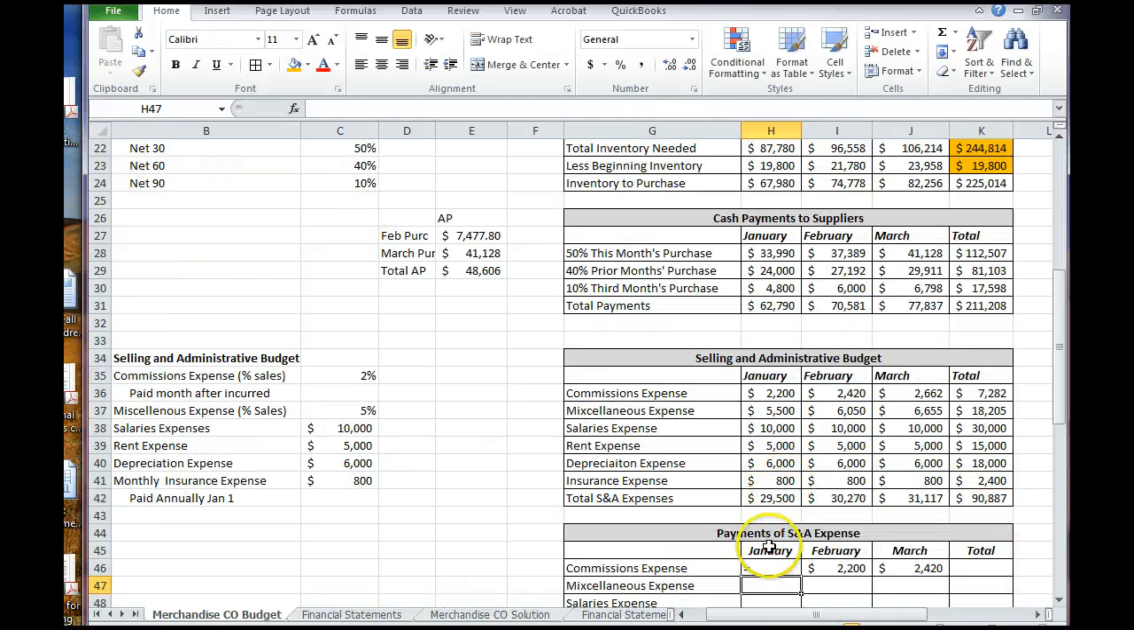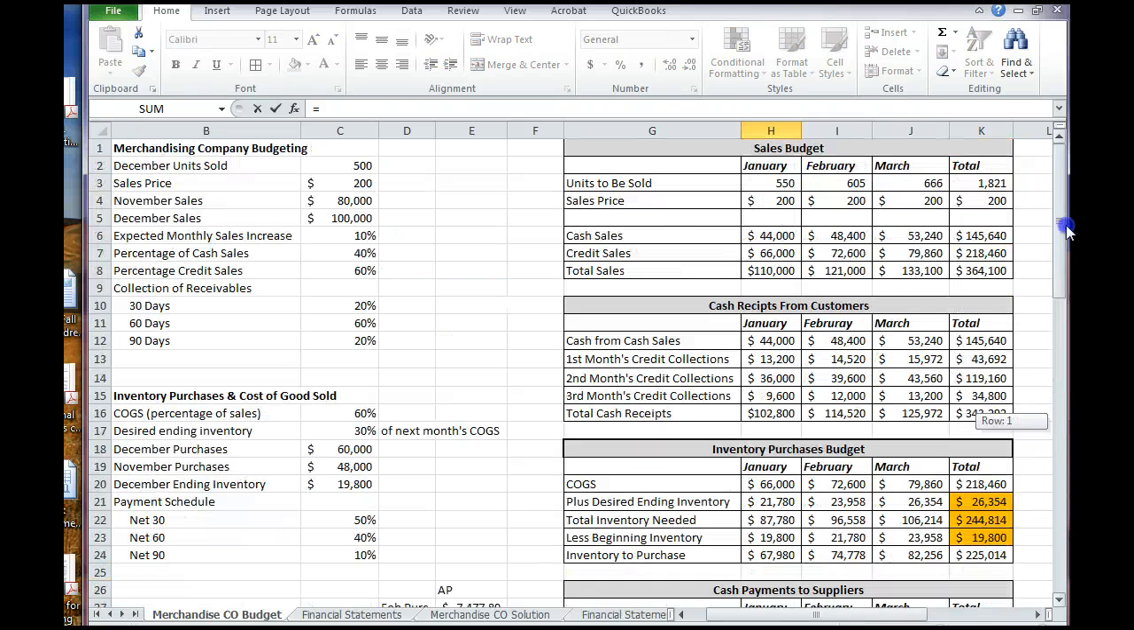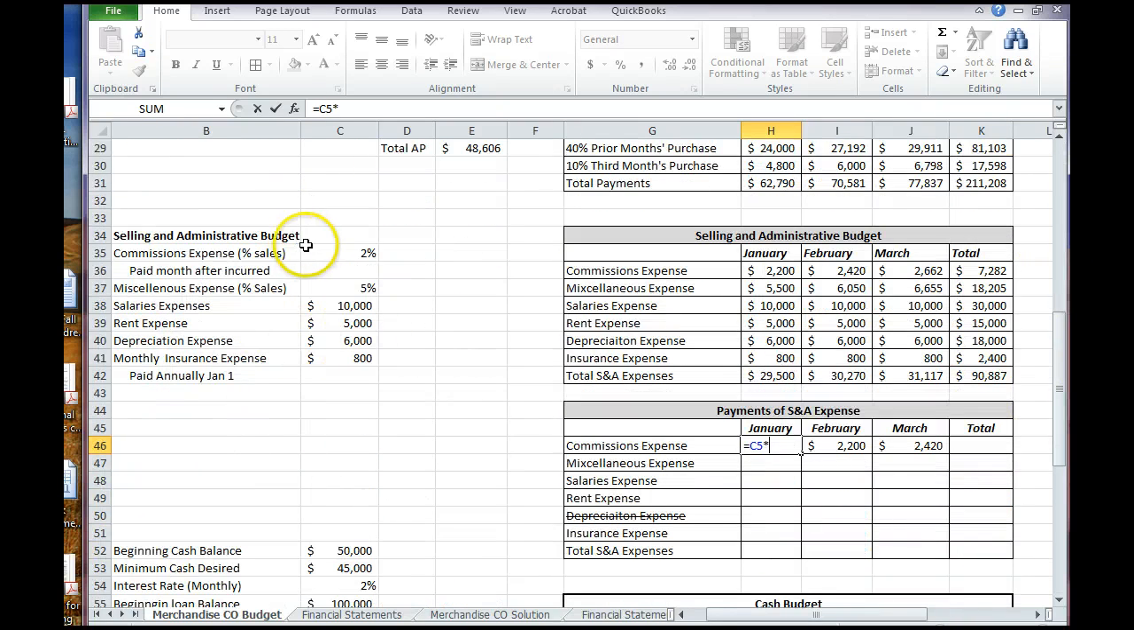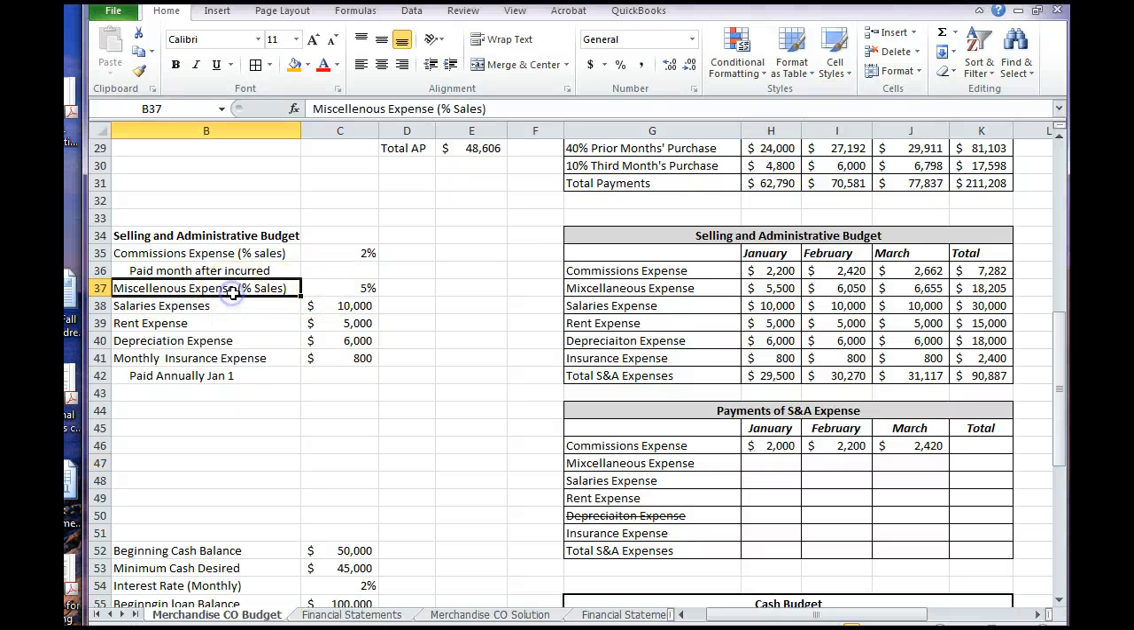Except something went totally wrong there. Okay, let's do that one more time. We have December sales. Should just be able to click on that. And we're going to multiply that by the commission expense, 2% of December sales, paid in January. Same thing with miscellaneous expense, right? 5% of sales. Oh, no, actually, no.